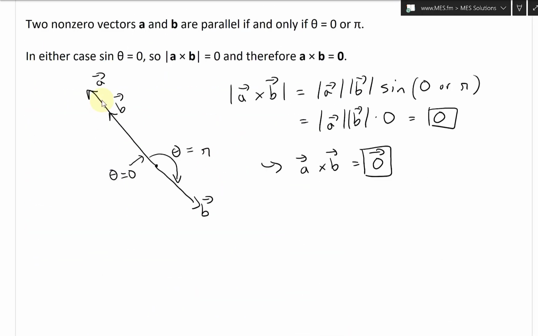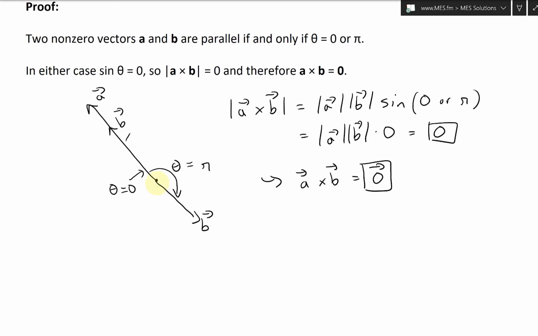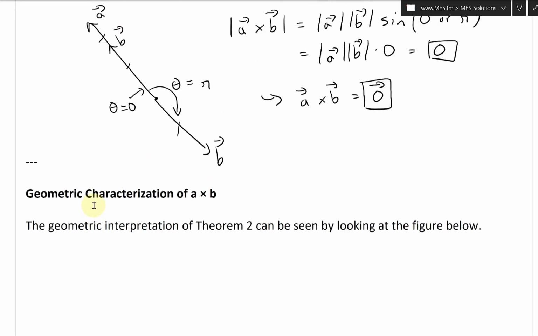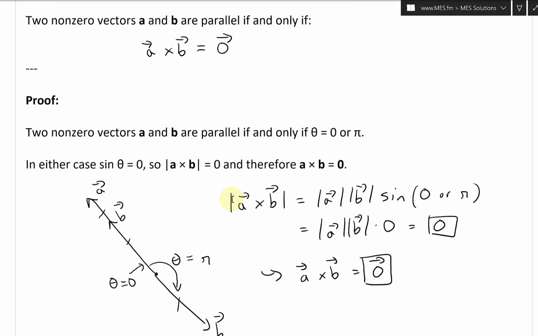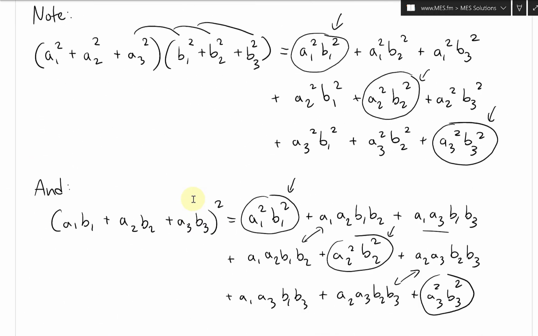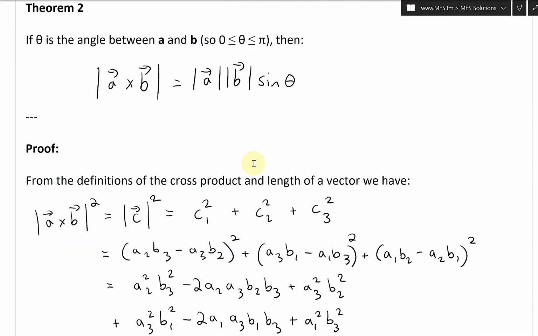So if they're parallel like this, because remember, this B is parallel with this. I'll make this a bit better, like that. This is parallel as well. Yeah, these are all parallel together. All right, so now let's continue further, and look at the geometric characterization of Theorem 2, which is just this formula right here.